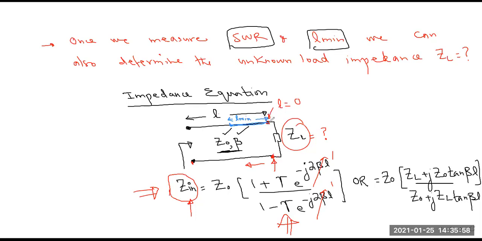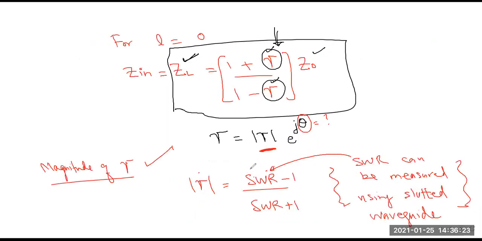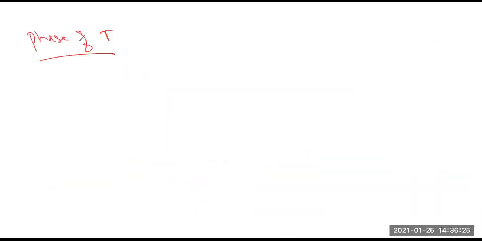So from the load position, when you move towards the source or generator, the voltage will change and there will be one point at which voltage will attain its minimum value. Let's assume that this is the point at which voltage is minimum. So this is the distance of the first voltage minimum, L minimum. We can measure L minimum, but let's find out how L minimum is going to help us find this phase theta.